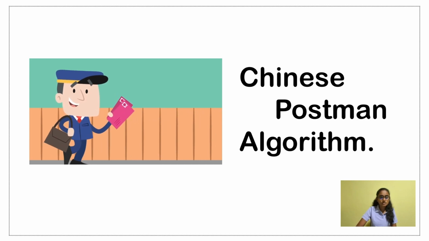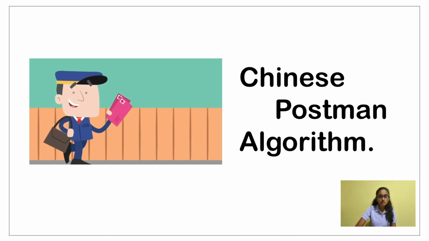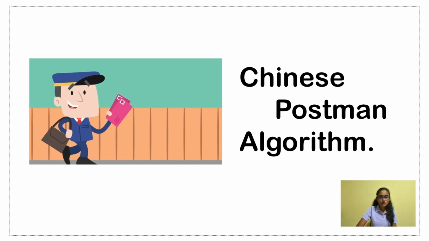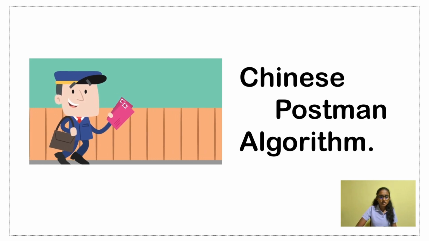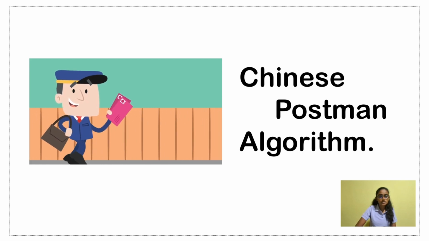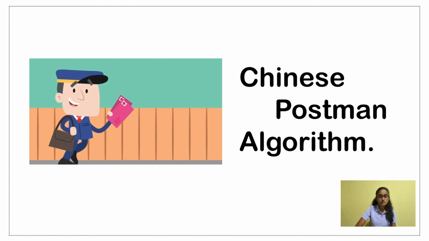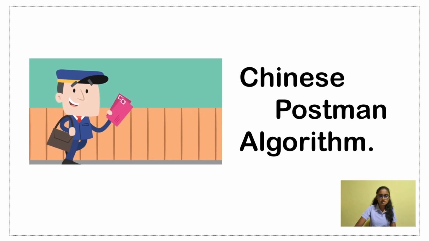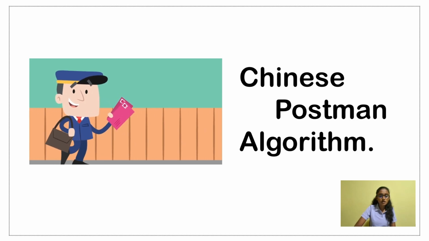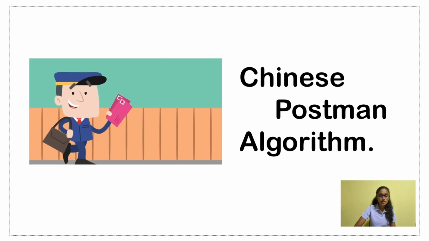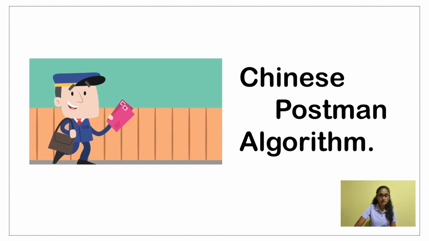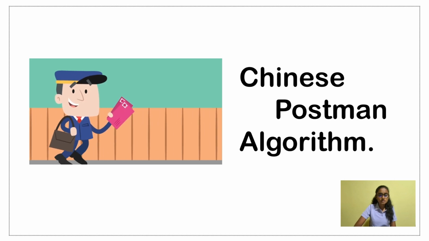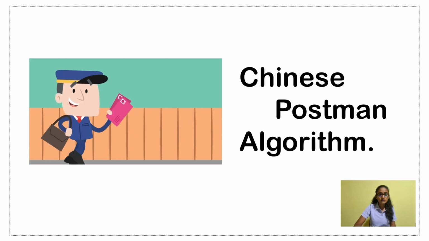In today's video, we are going to learn an important graph algorithm in data structures called the Chinese Postman Algorithm. Don't worry if the name sounds difficult. By the end of this video, you will clearly understand what the Chinese Postman Algorithm is, why we use it, how it works step by step, and where it is used in real life. I will explain everything in simple English, suitable for beginners. So let's start.